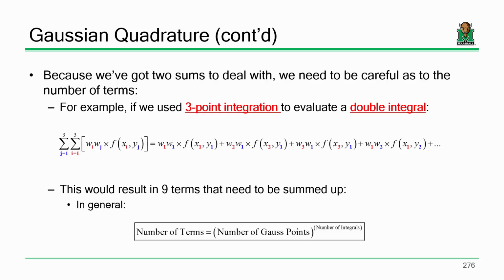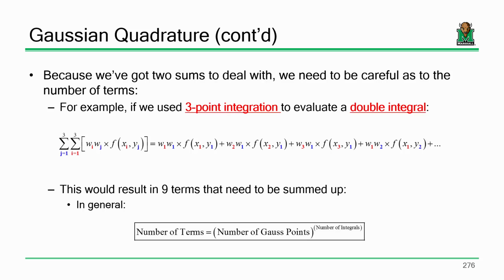Now, one of the things that you really want to make sure that you understand is how many terms you're going to be dealing with for a given integral. If you remember what summation notation means, like if I go from i equals 1 to 3, I go i equals 1, i equals 2, i equals 3, right? But if you've got a double sum, you have to go through both sets of indices.